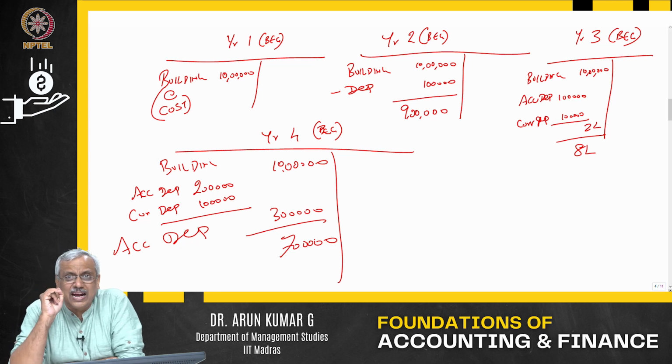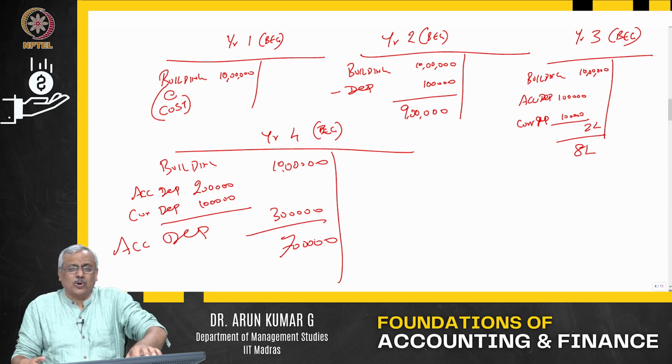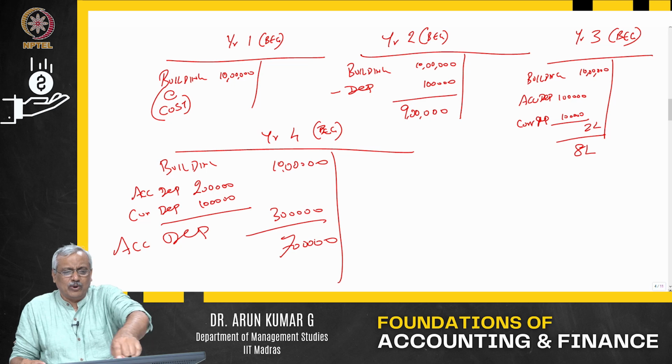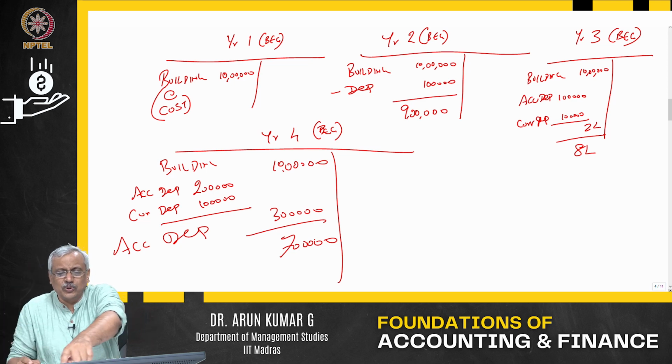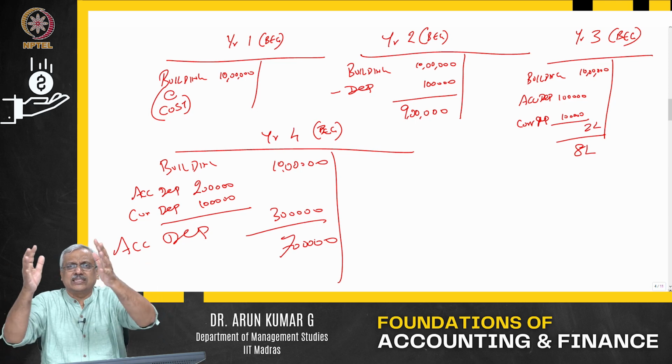So, what is depreciation accumulated? The depreciation that has accumulated on the particular asset. What is the total accumulated depreciation? Year 1 to year 2, 1 lakh. Year 2 to year 3, 1 lakh. Year 3 to year 4, 1 lakh. Total accumulated depreciation, 3 lakhs.